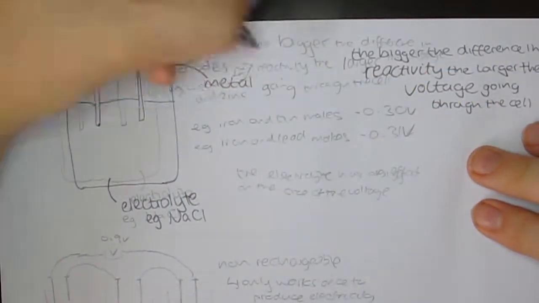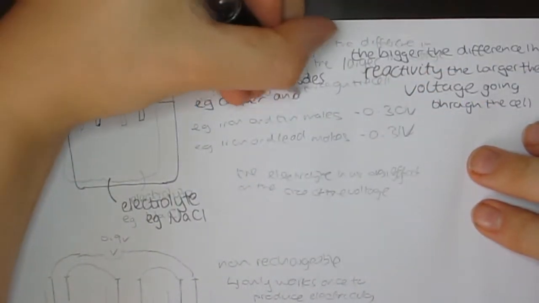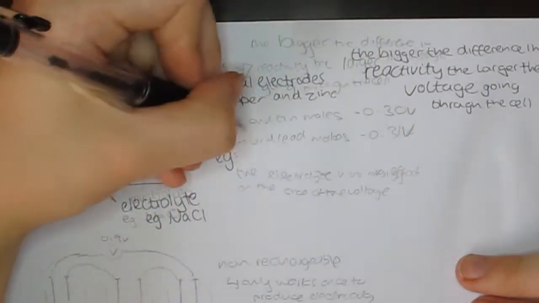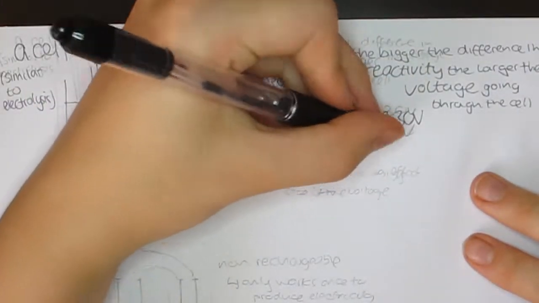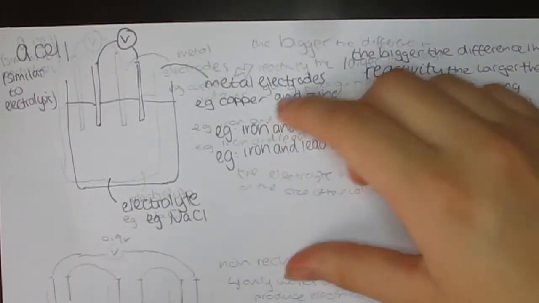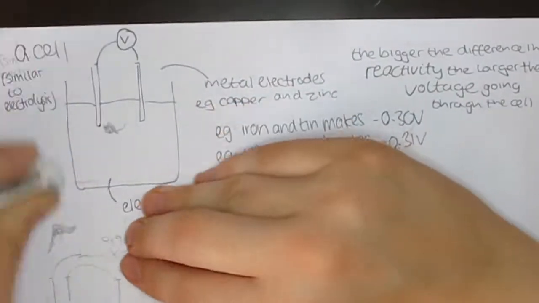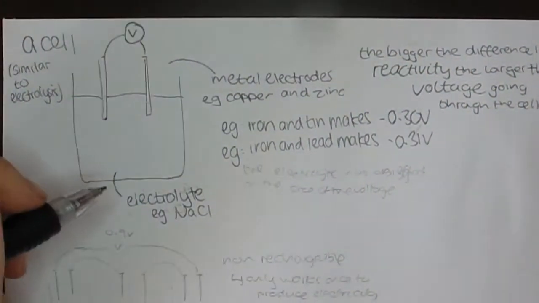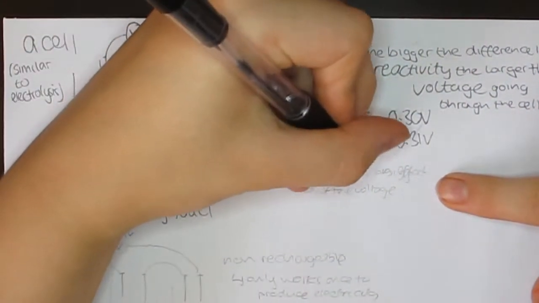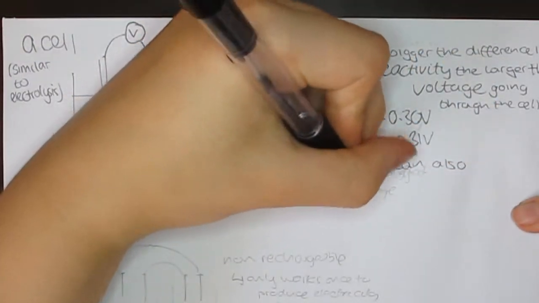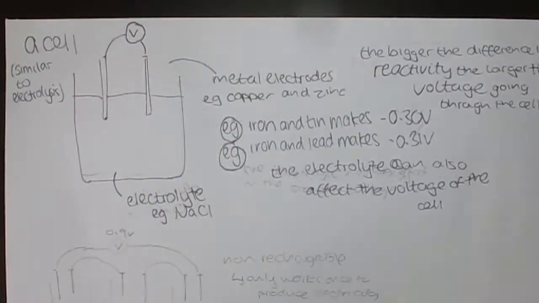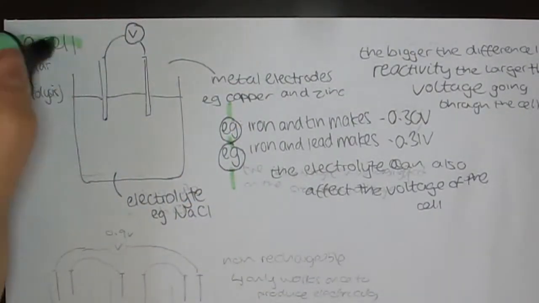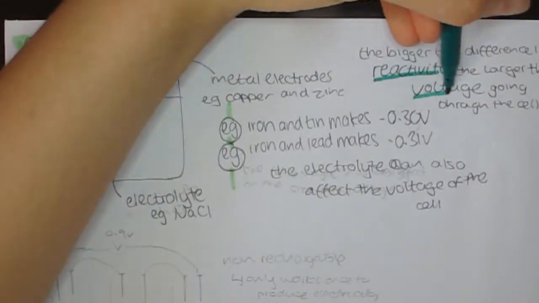A voltmeter can also be connected to the circuit to measure the voltage of each cell, e.g. copper and zinc electrodes with a sodium chloride electrolyte. The bigger the difference in reactivity of the metals, the larger the voltage there is going through the cell for the same electrolyte. E.g. iron and tin produce a voltage of minus 0.30, but iron and lead produce minus 0.31. The electrolyte also has an effect on the size of the voltage.